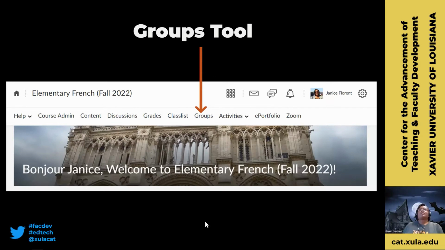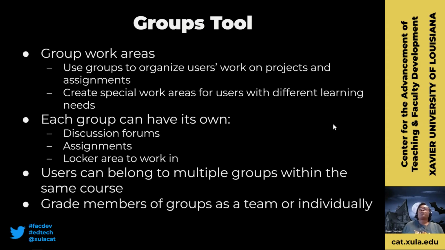All right, so in Brightspace, there is a groups tool, and you will find it on the nav bar under groups. When you are creating groups in Brightspace, just keep in mind that each group can have its own discussion forum, it can have its own assignments, and then there's also a locker area. And this is basically an area where students can share files. Students can belong to multiple groups within the same course, and then you can grade the members of the group as a team, or you can grade them individually.